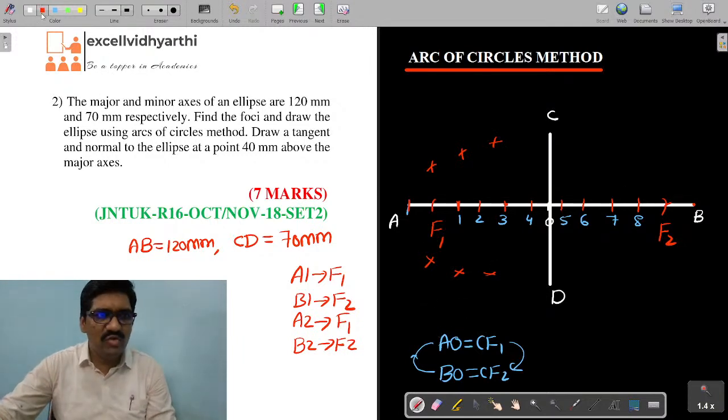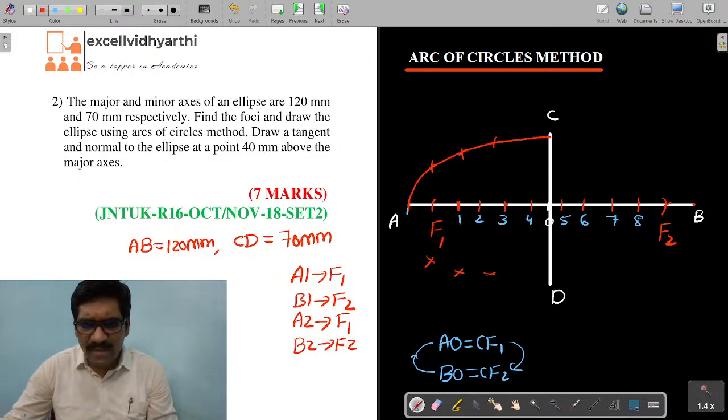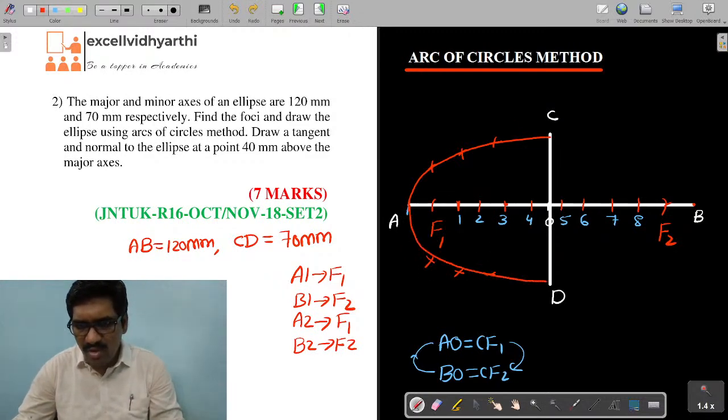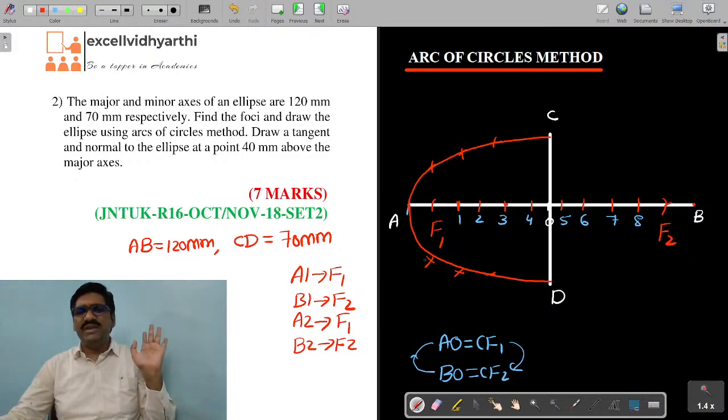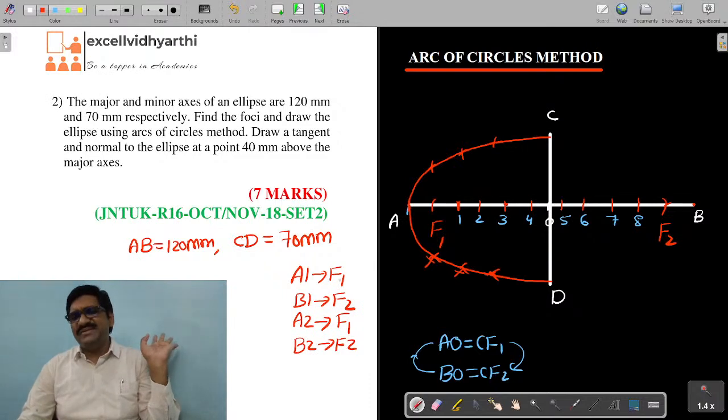Very simple. What you will do now, all of you? Just draw the part of your ellipse. Approximate. I am not using any drafter here, okay? Approximate. No need to worry about it. This one is 1, this one is 2, this one is 3. In the arc of circle method, nobody can draw free hand. We have to mark with the compass, that's it.